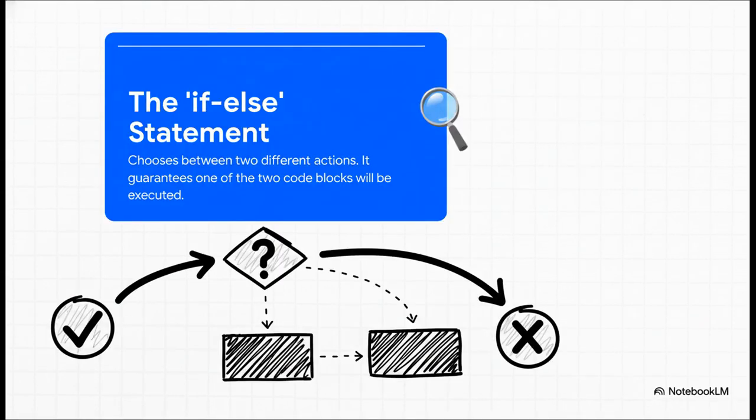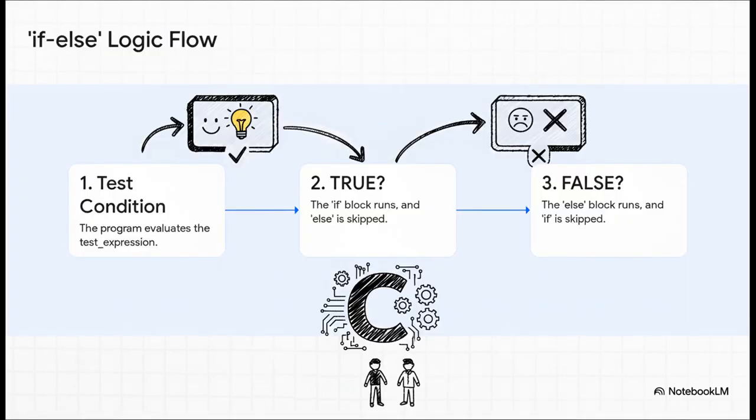And that is the whole job of the if-else statement. It sets up two totally distinct paths for your program. It looks at a condition and then it guarantees that one and only one of two code blocks is going to run. It covers all the bases, both the yes and the no. So this creates a very clear fork in the road for our program. It tests the condition.